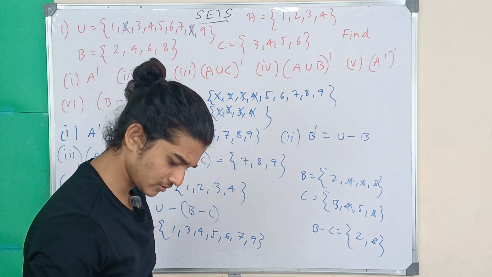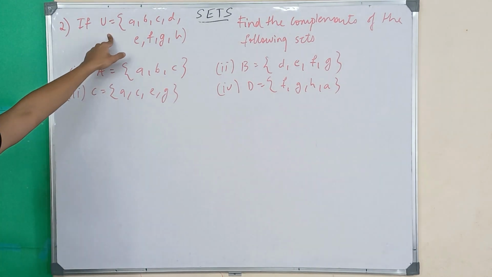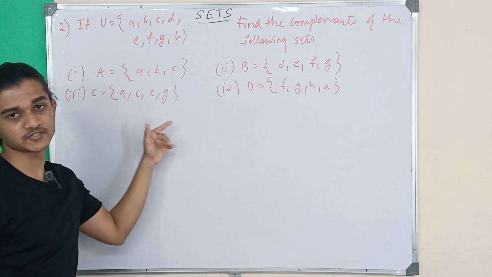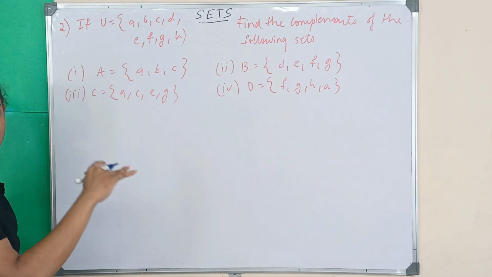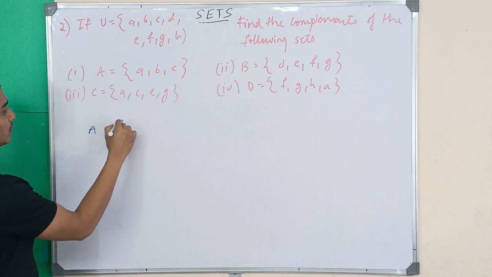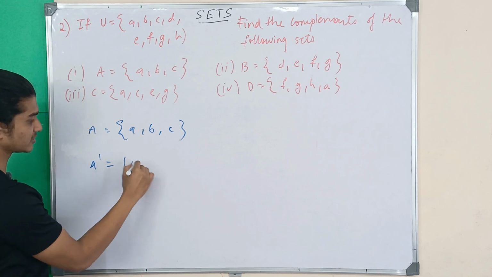Now let's try to solve the second problem. The second one is your universal set equal to {A, B, C, D, E, F, G, H}. We are supposed to find the complement of the given sets. It's easy. I'll solve the first one; the remaining problems, try to solve on your own. So A equals {A, B, C, D}. We're supposed to find A complement, which is basically the universal set minus A.